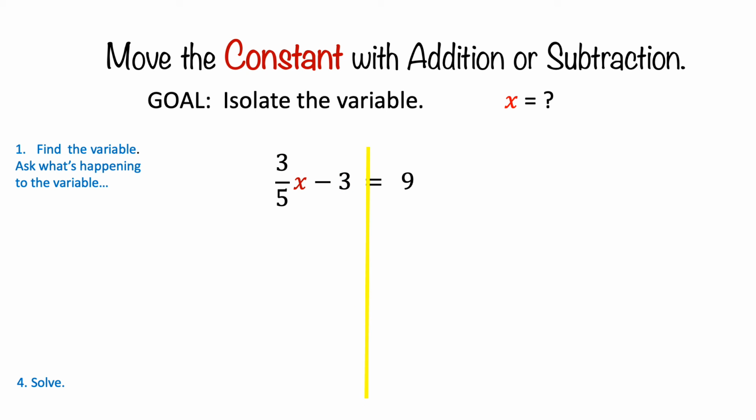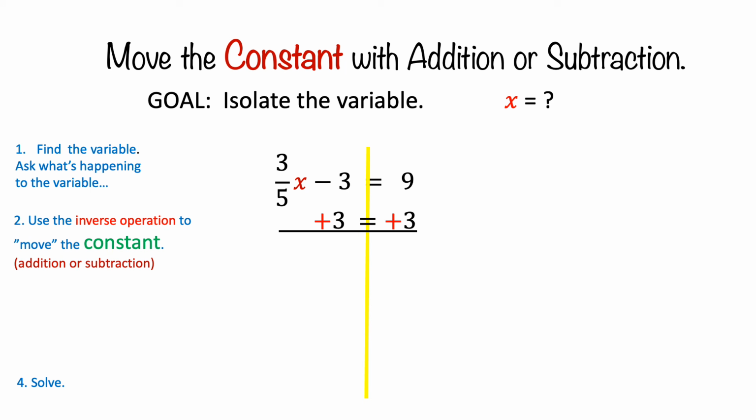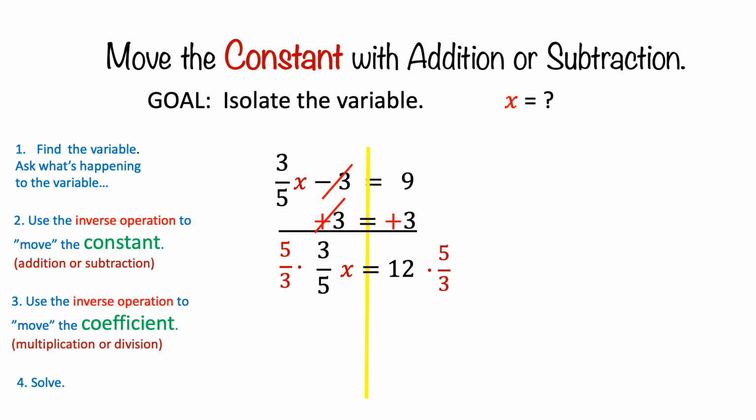Here's a third example. Again, we're going to move the constant first. Since we're subtracting 3 from the variable term, we're going to add 3 to both sides. So when the 3's cancel out, we're left with 3/5 x equals 12. When there's a fraction next to the variable, multiply by the reciprocal. We cross-reduce, and we're left with 60 divided by 3. 12 times 5 is 60 over 3. 60 divided by 3 is 20, so x equals 20.